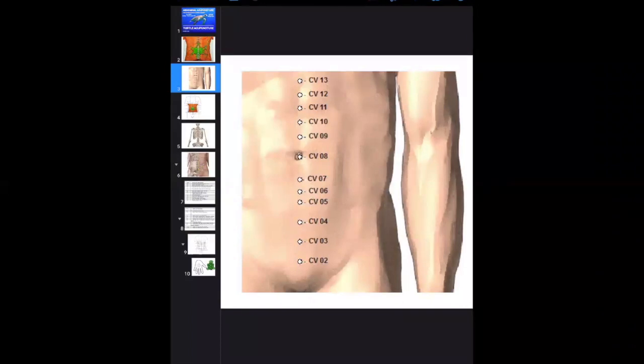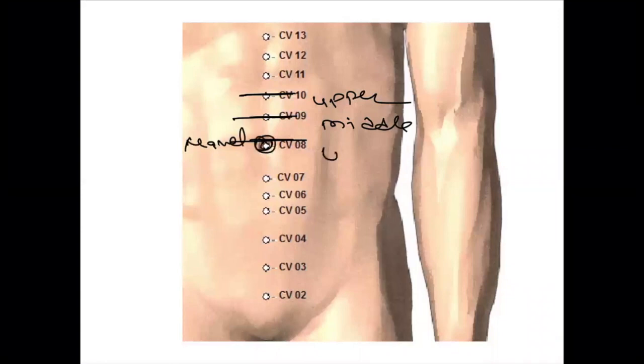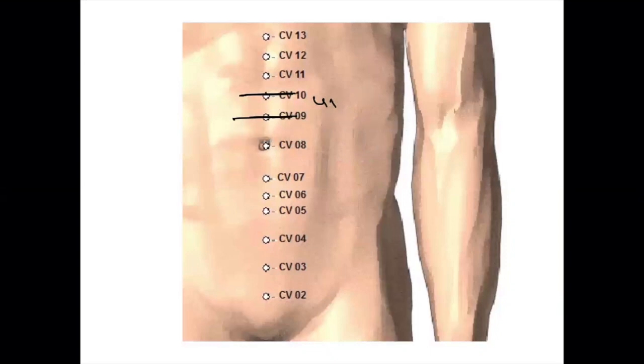So if someone is suffering with a pain in the upper back, treat this area. Middle back, treat this area, till the level of the navel region, because this is the navel. And lower thoracic spine, treat this area. So with the help of this area, between CV10 to CV7, we can treat all the middle part of the body.